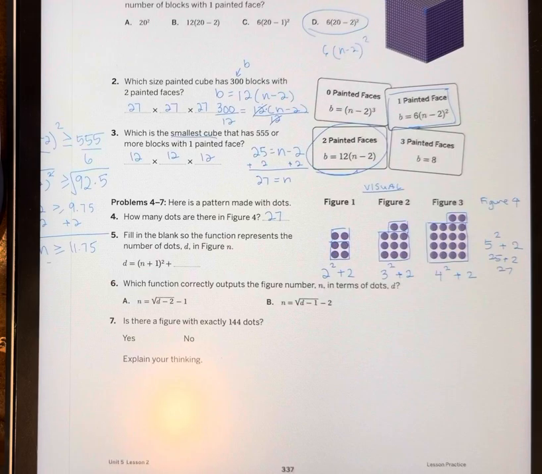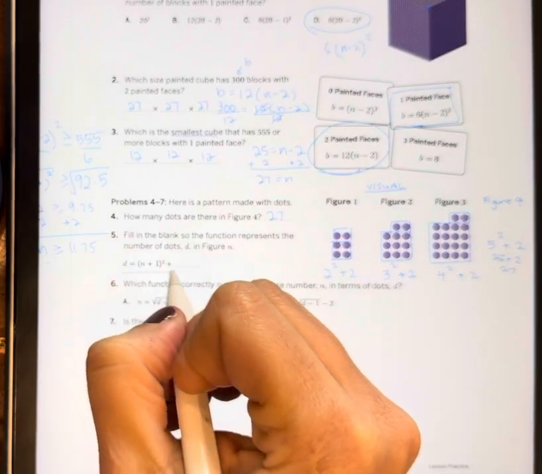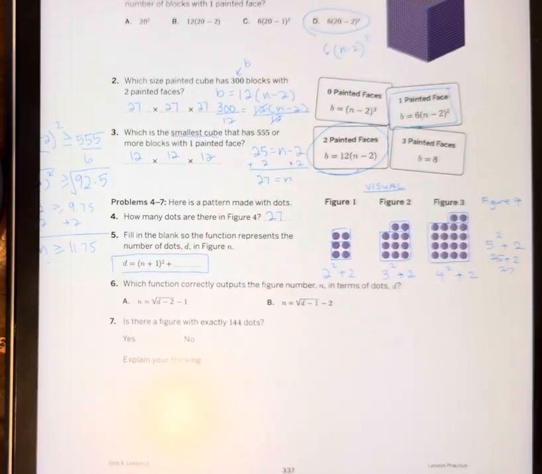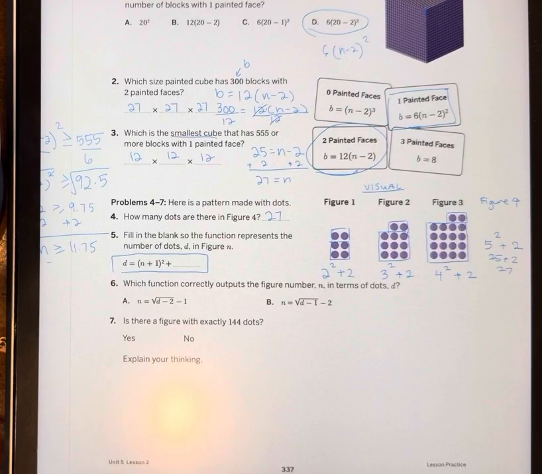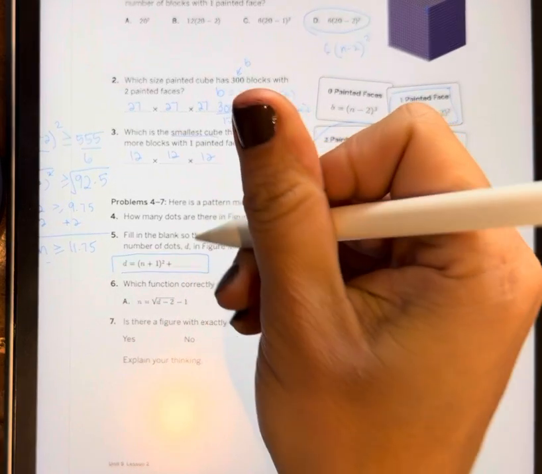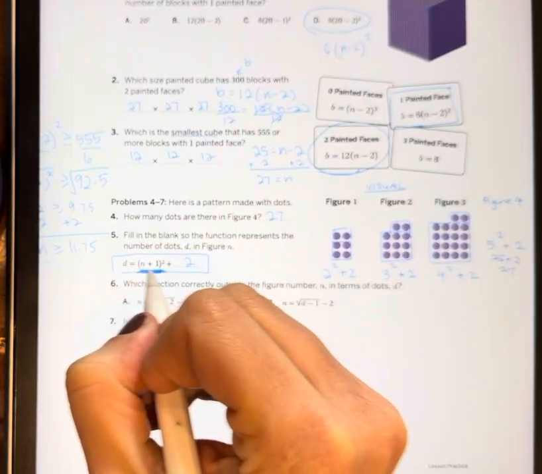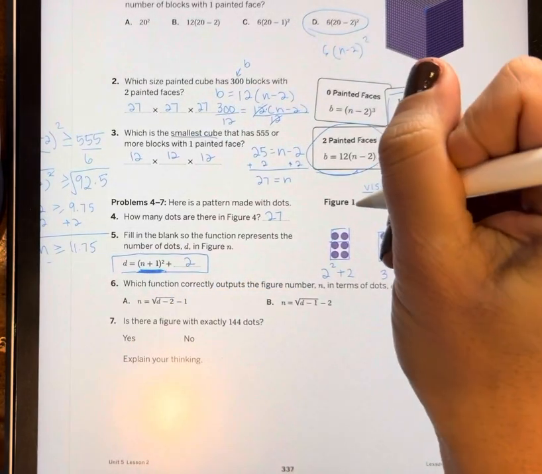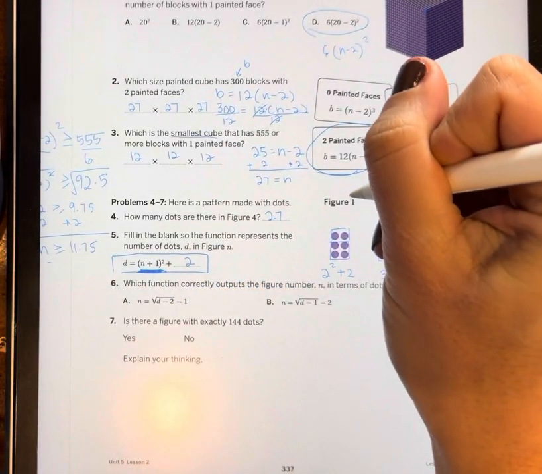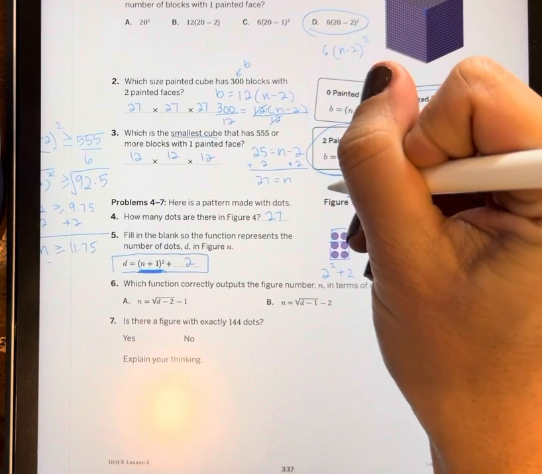For number 5, they have started to make an equation that represents the situation. They want us to help them finish it. So all you really have to do is look at this and go, okay, here's the square part plus, look at that, it's a plus 2 every time. But I do want you to make sense of this part. I want you guys to be able to do this stuff. You can do it. We usually like to let n be our figure number.